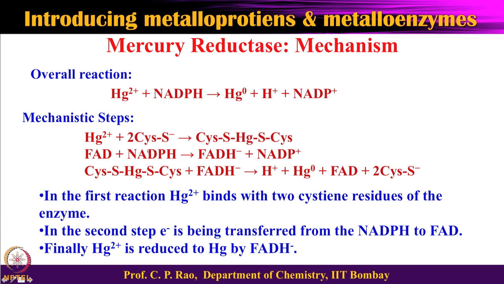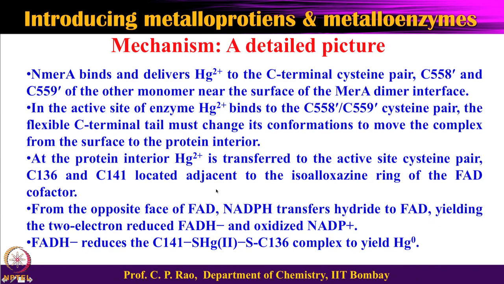So, step 1, Hg2 plus binds to one of the pairs of cysteines, then FAD gets activated by the NADPH to FADH minus, and NADP plus. Then this FADH minus is now good enough to transfer an electron to the mercury 2 plus to make it mercury 0. So, these are the 3 steps that we can find out.